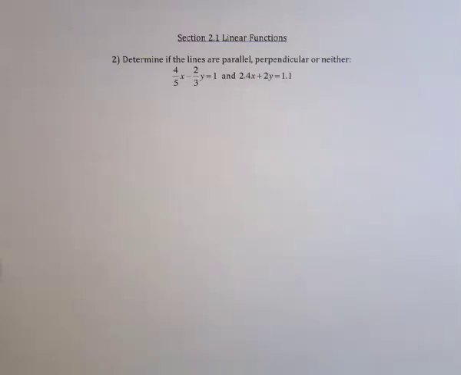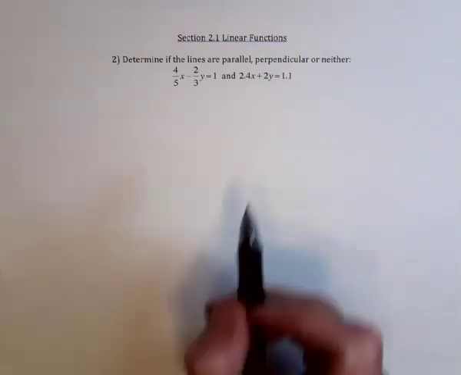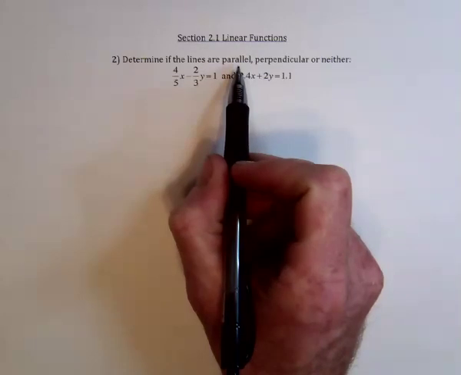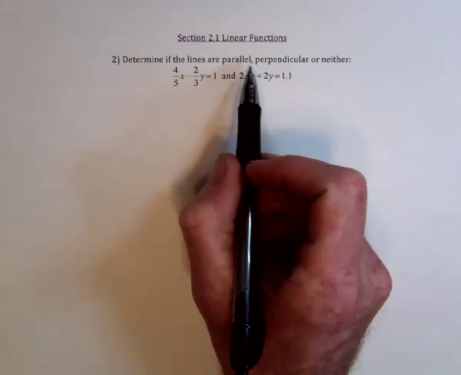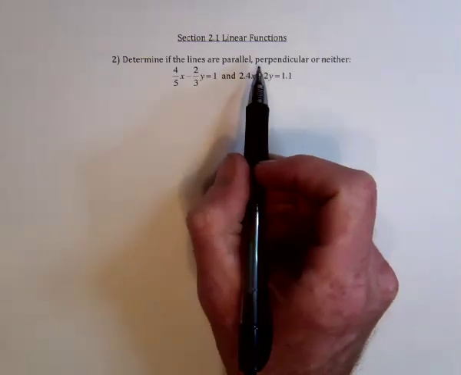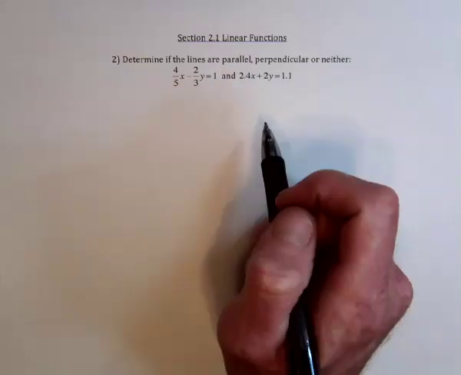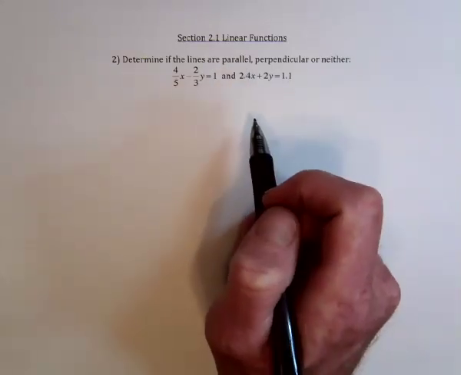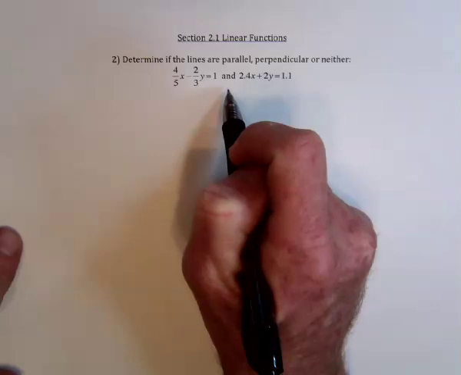Determine if lines are parallel, perpendicular, or neither. Well, I know that parallel means that they've got the same slope. Perpendicular means that when I multiply their two slopes, I'm going to get a -1. So both of these ideas have slope in them, so the first thing to do is find out the slope.